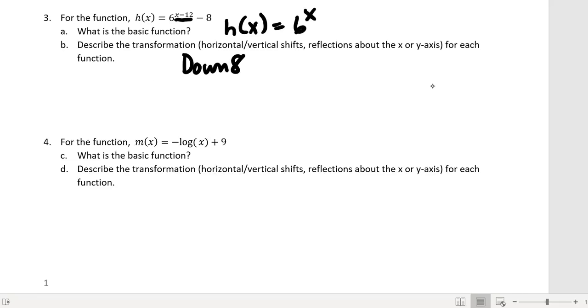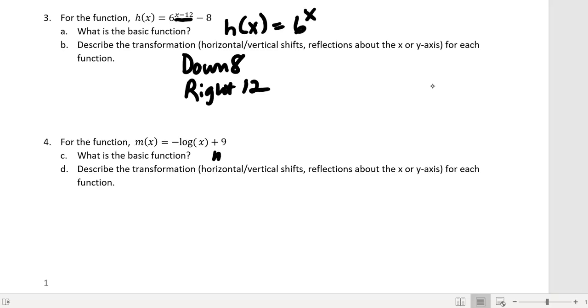So in our case, we have minus 12. That means we're going to be going right 12. And you can write horizontal shift right, that's fine, or you can leave it alone like that, that's fine. We don't have any reflection because I don't have a negative in front of the x, and I don't have a negative in front of the 6. So I am done. Next one.